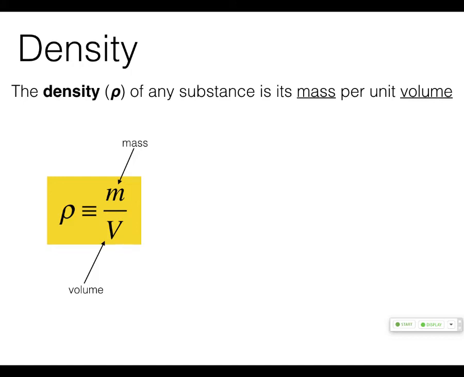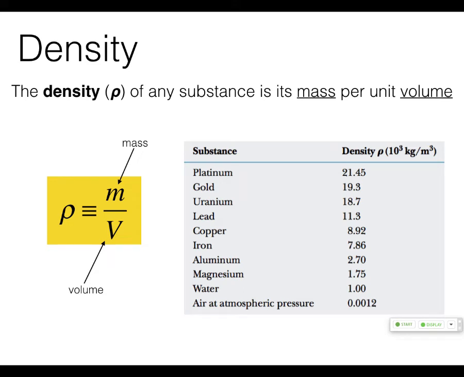Okay? So here are some standard densities in kilograms per meter cubed. You'll notice water has a really nice density. It's about 1,000 kilograms per meter cubed, which if you do the unit conversion, is 1 gram per centimeter cubed. Water is the easiest one to remember. All these other ones, less easy to remember.